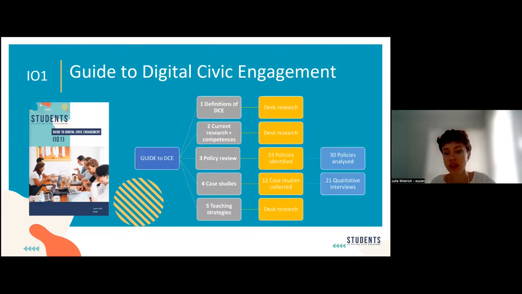Here you can see how the guide is structured. In a first part, it provides some definitions around the concept of digital civic engagement. In a second and third part, it includes the results of desk research and policy reviews on the topic of digital civic engagement. The guide also includes 12 case studies collected on the topic and teaching strategies. So as I said, practical guidance for teachers who want to implement digital civic engagement into their teaching.